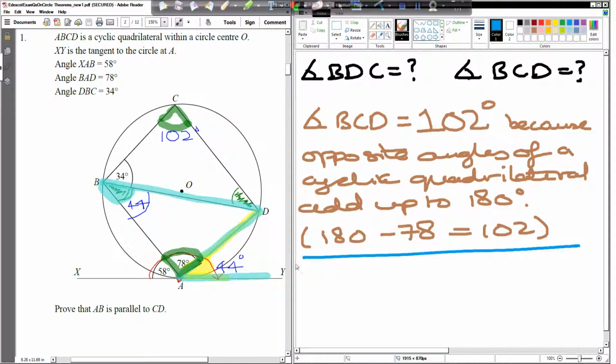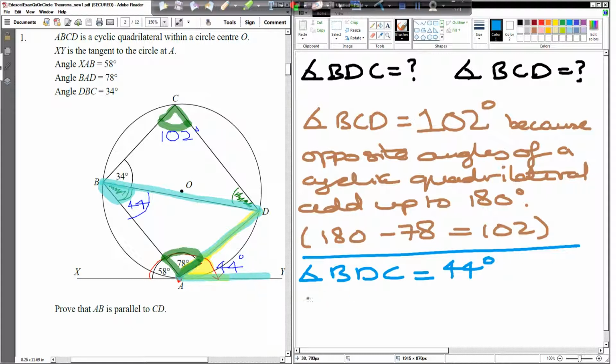So let's write that down. Now we say angle BDC, which is this one over here, the other one we're trying to work out, is equal to, what is it equal to? I'm going to do the calculation in a bit. If I do 180 minus that, what does it give me? What is the actual value? It's equal to 44. So angle BDC is equal to 44.